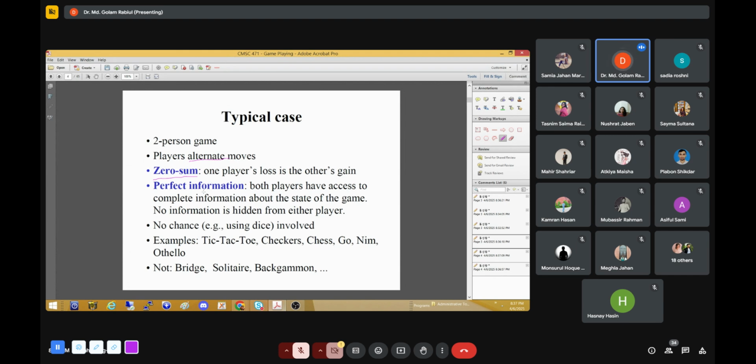There are several examples for that, like tic-tac-toe, checkers, chess, Go, Nim, Othello. Those are two-person games and the typical games. But there are some other games which are a little bit more difficult, like bridge, solitaire, backgammon.